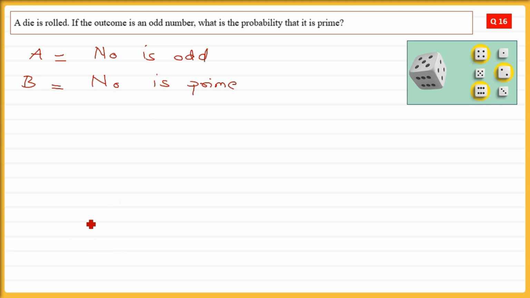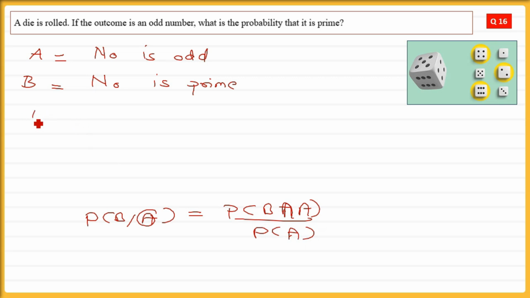Now we are writing the formula, P(B by A). When it is known that A has already happened, what is the probability of getting B? That is, if it is known that the number is odd, what is the probability that the number is prime? So P(A intersection B) or P(B intersection A) divided by number of elements in A or probability of A. Let's make the set now.